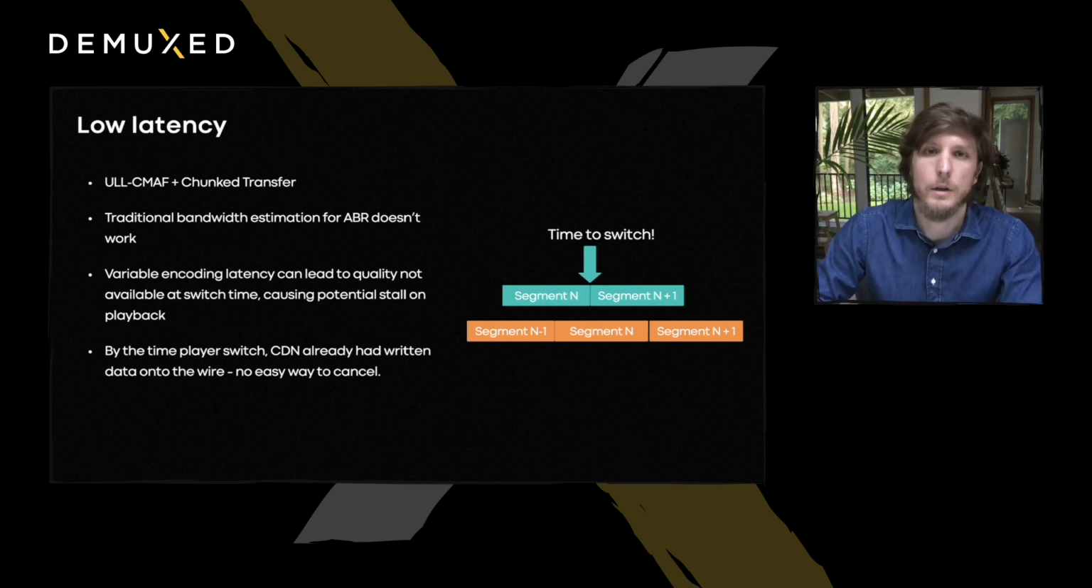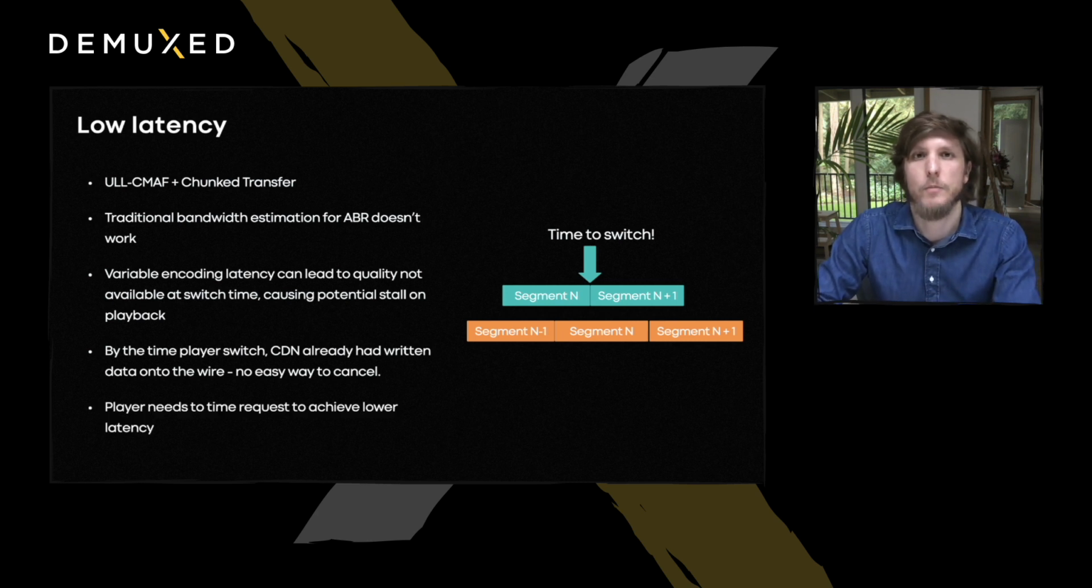If the current quality has higher bitrate than the available bandwidth, the player could want to cancel current HTTP requests and switch to lower quality immediately. The problem is that the CDN may have written a few remaining chunks by that time, and there is no way to cancel those in-flight bytes. Also, to achieve low latency, the player needs to carefully time network requests.